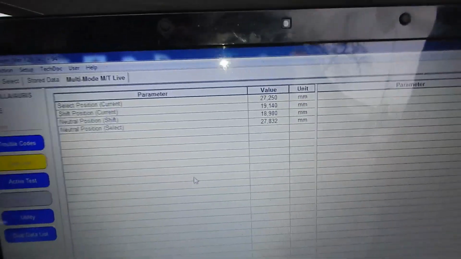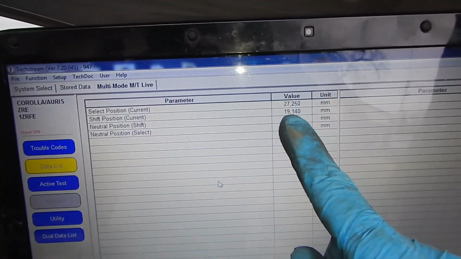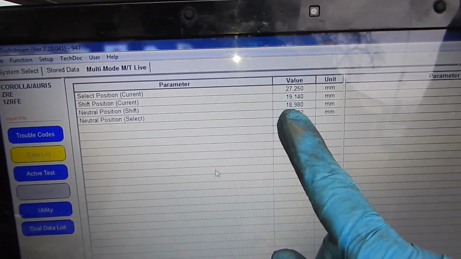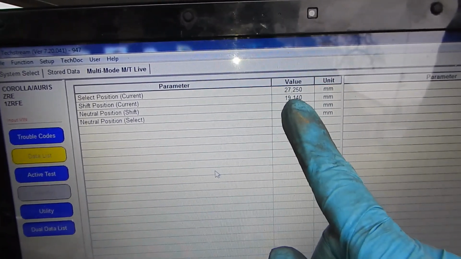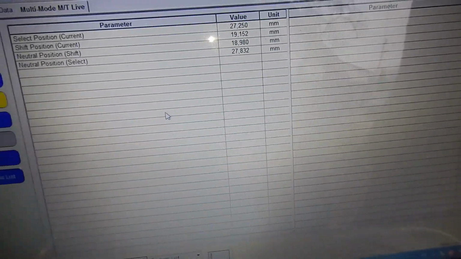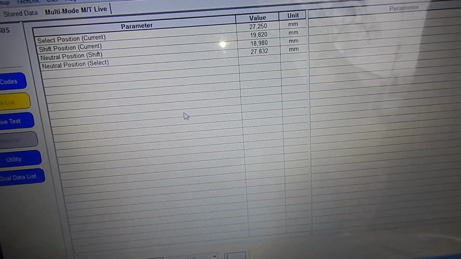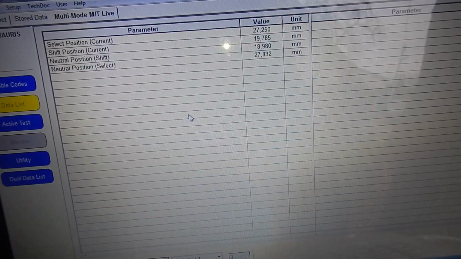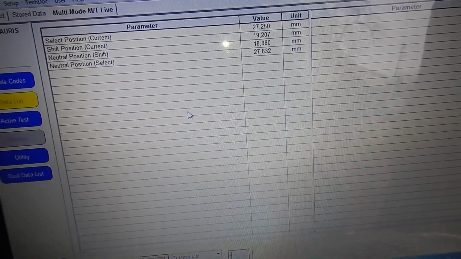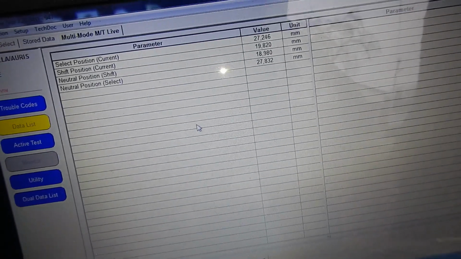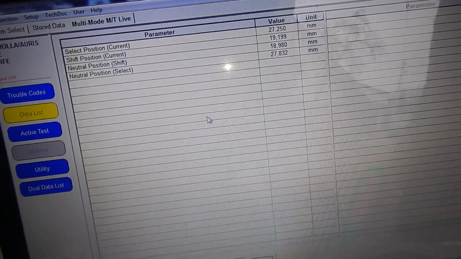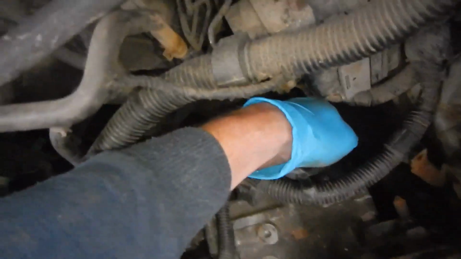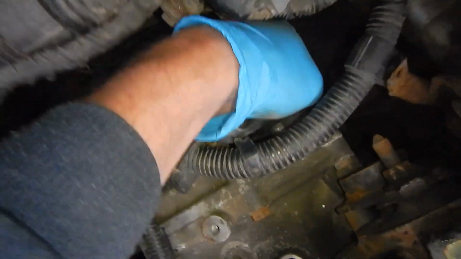You see? Shift. I have 19 and 18. But not a lot of difference. Not a lot. I know, it's about 1 millimeter. You see? No, sometimes it has a lot. So what can I do? What I need to do is move it. I will remove the bolt.